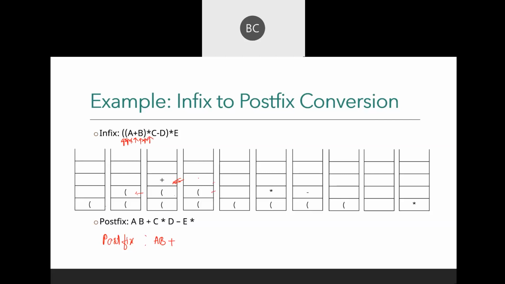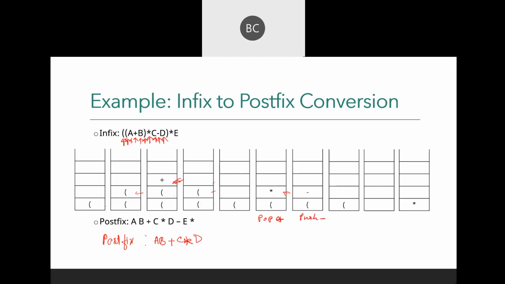Okay. Next, you have a star sign, so you will push the star sign here. Next, you have C, so you print C here. Next, you have the minus sign. If you want to push the minus sign here, the top is star, and star has higher precedence. So you need to pop star and write the star here. Then push this minus sign. Okay, done.